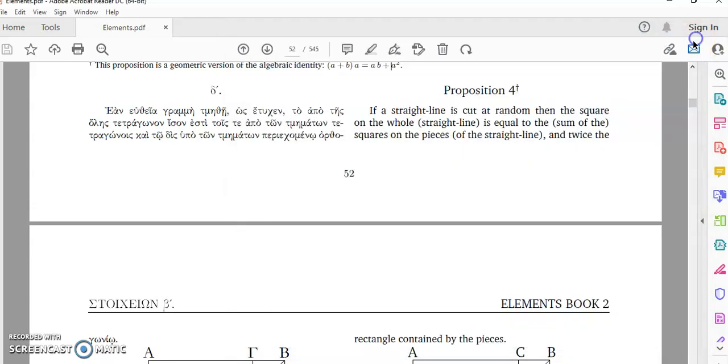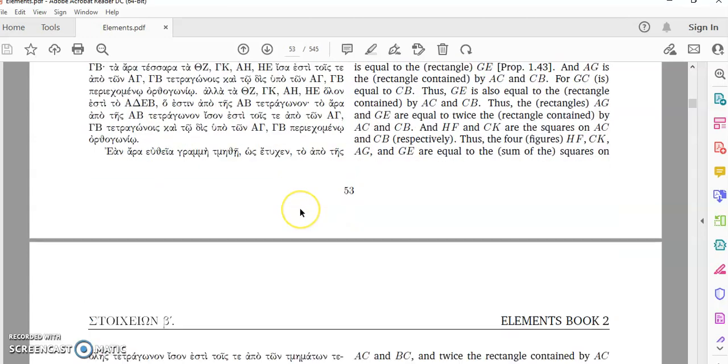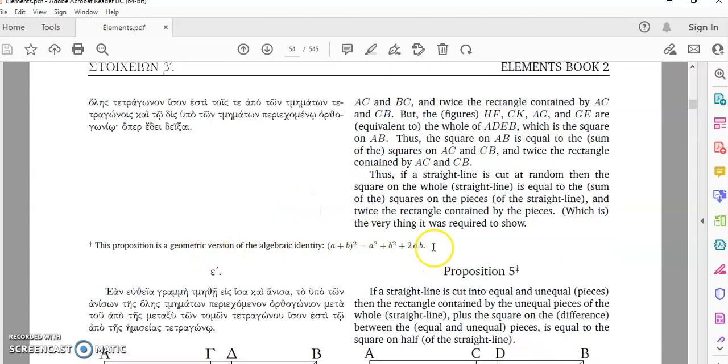So let's begin. Now, in proposition 4, we see what Thomas Heath calls, very cheekily, he says this proposition is a geometric version of the algebraic identity. I'm very sorry, but algebra came after geometry, and algebra is a weaker form of geometry, and this identity actually comes from geometry. Now you'll see later on that in geometry we never have a problem with this type of operation, but in algebra we can, because algebra allows 0 to assume number status.